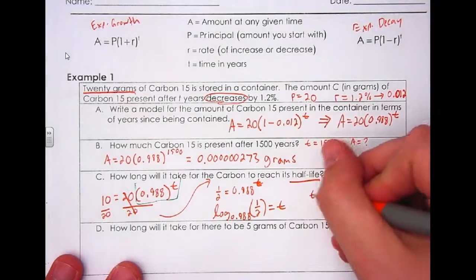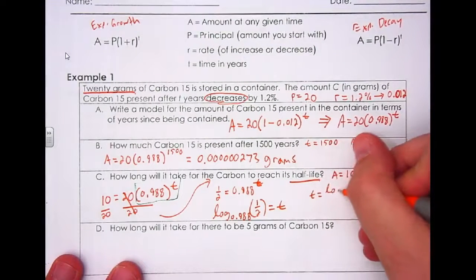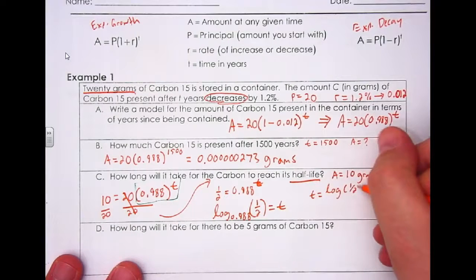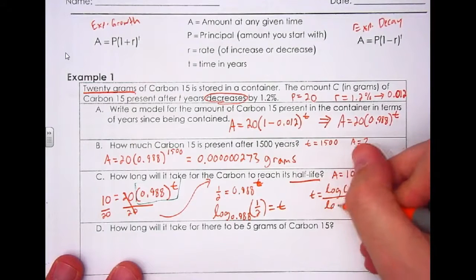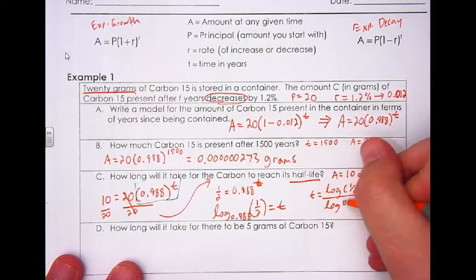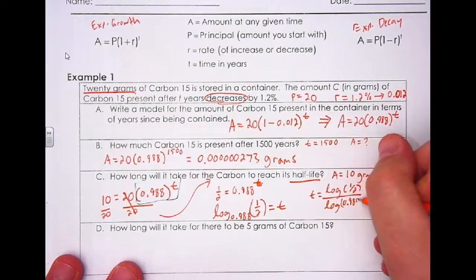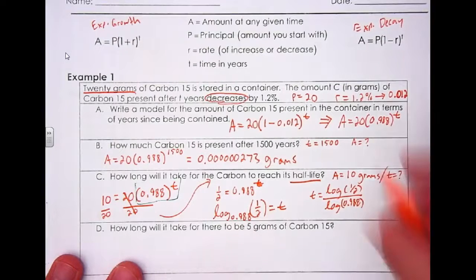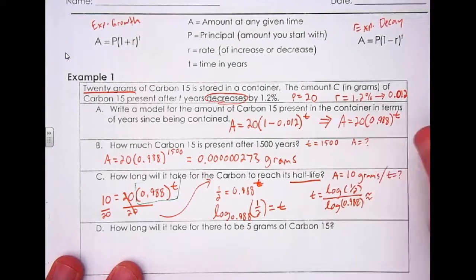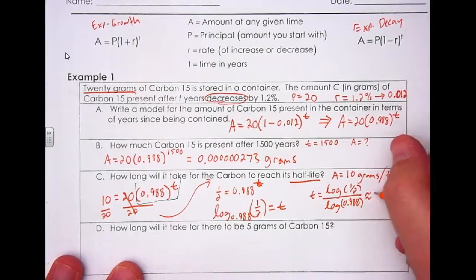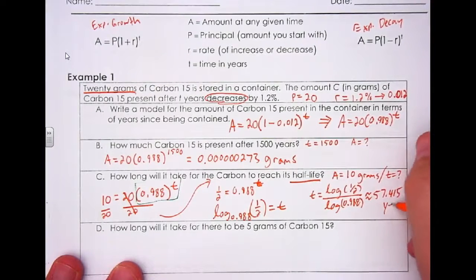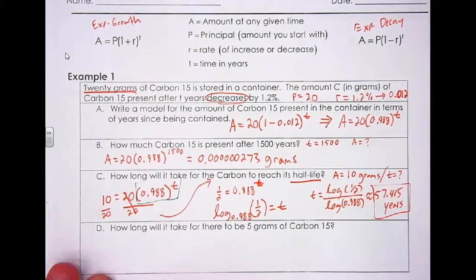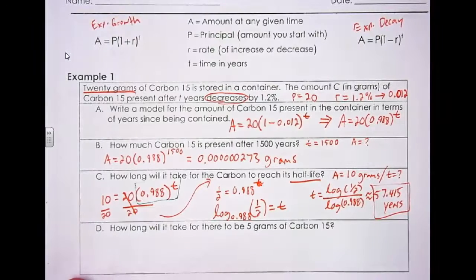If not, you have to use change of base. Change of base is pretty simple. You're going to, in your calculator, take the log of 1/2 and divide by the log of 0.988. That's the change of base. Log of what's inside divided by log of the base. And I'm pretty sure that when you do that, you get something along the lines of 57.415 years. It's going to take a while to get to half.